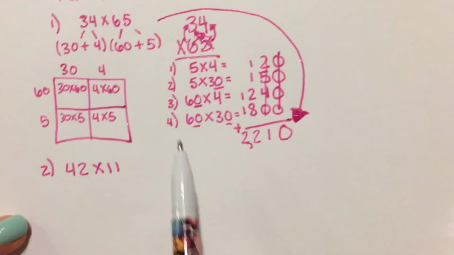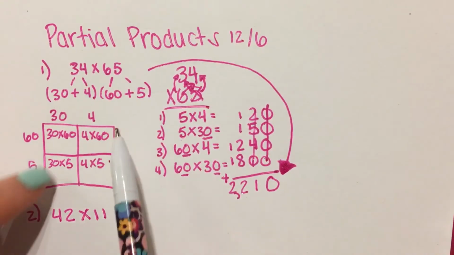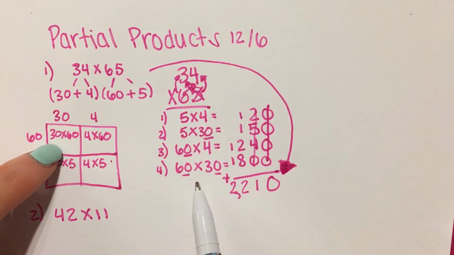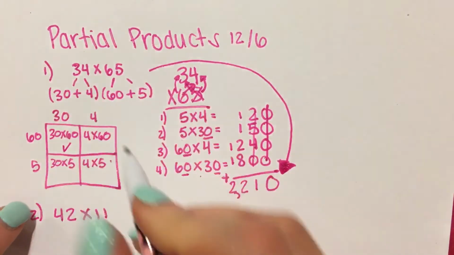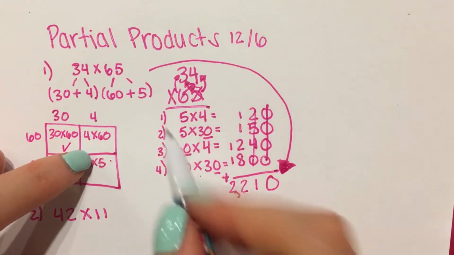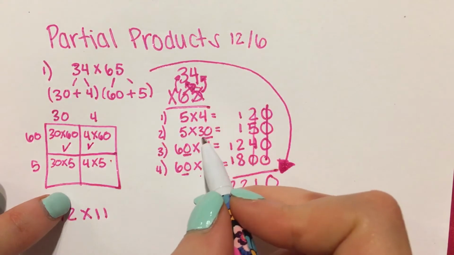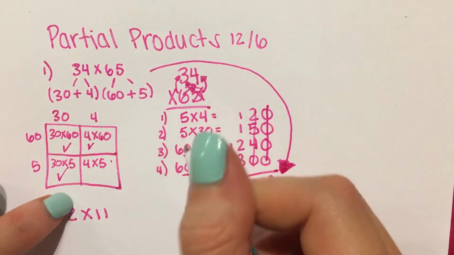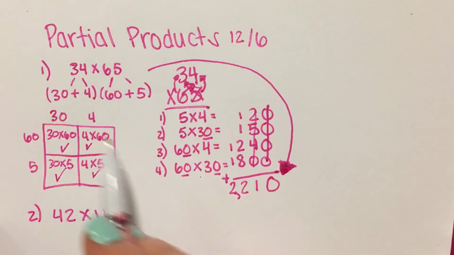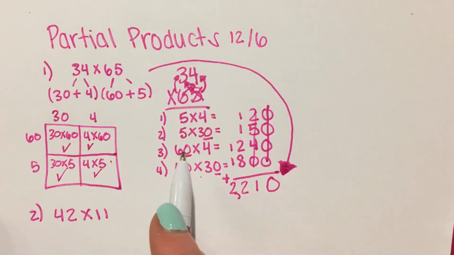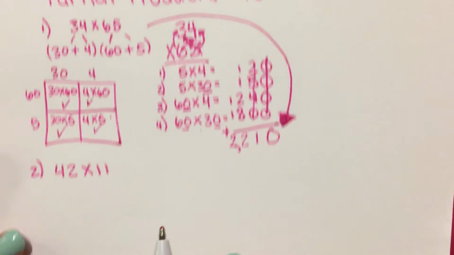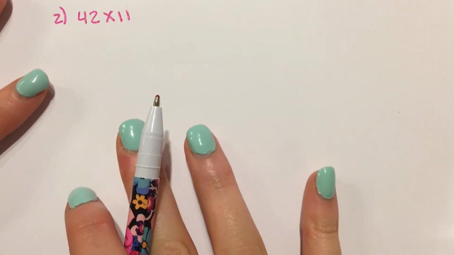This time I'm not going to do my area model. I'm going to kind of show you without. This was just so that way you could kind of check and see that you had 60 times 30. Yep, you had the same thing as here. 4 times 60. Yep, same thing over here. 5 times 30, same thing. 4 times 5, same thing. So this was kind of to show you how it ties in with what we did on Monday and how it was the same. Now I'm going to go ahead and do this without my area model.